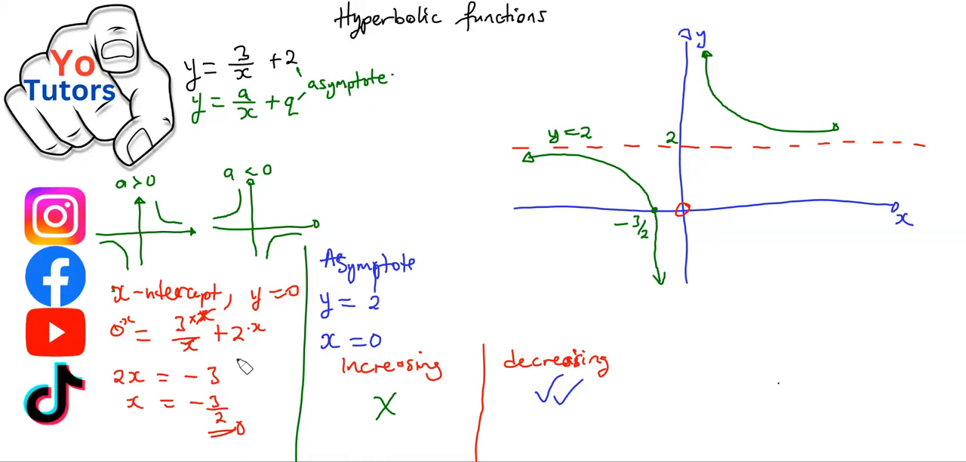Then with the turning point, this graph does not turn. It continues to approach y equal to 2, and also continues to approach x equal to 0, but never touches it.